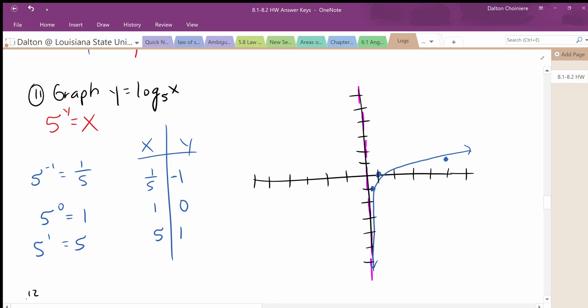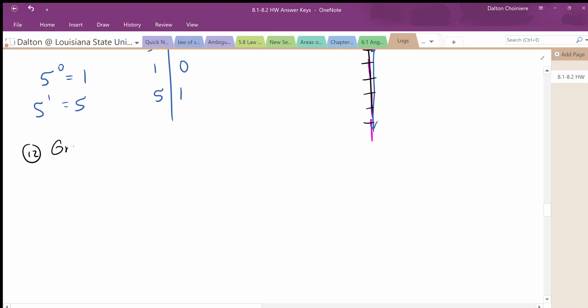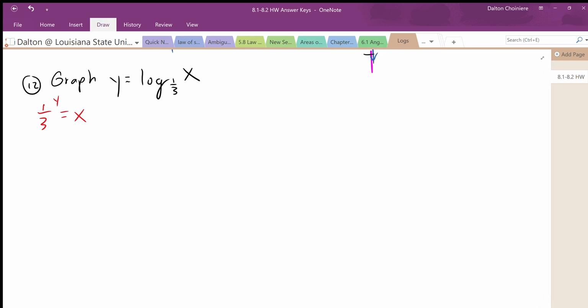Let's try another, number 12. Graph y equals log base 1/3 of x. So again, I recommend rewriting that as 1/3 to the y power is equal to x, and then setting up our table based on that. In our table, a great number to plug in would probably be 0. 1/3 to the 0 power is 1. Go back a value, 1/3 to the negative first power is 3. 1/3 to the first power is 1/3.